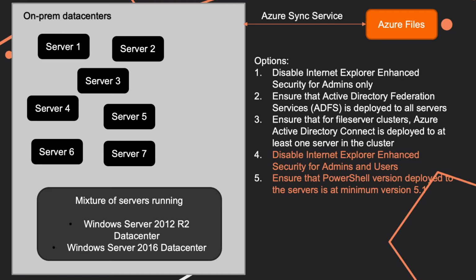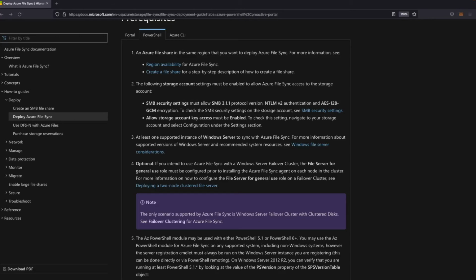And also it will be useful to know that Active Directory Federation Services, so ADFS, and Azure Active Directory Connect, they don't need to be installed on the file servers in the environment. AD Connect is used to synchronize on-premises identities to Azure AD, and so is needed in the overall environment, but not in the file servers. And let's double check now with the documentation.